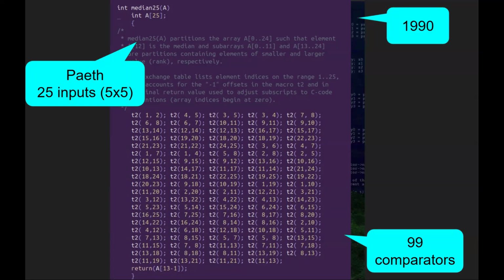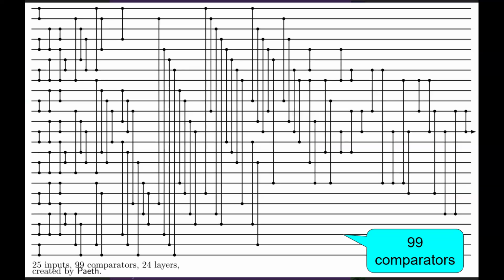Right, okay, so that's what people use to compute the median of 25. And then, here's a graphical drawing of that. What's the first thing you think about? Not very pretty. It doesn't look like a Christmas tree. So I don't like that.